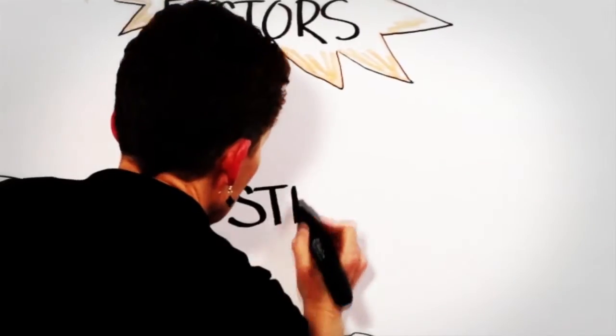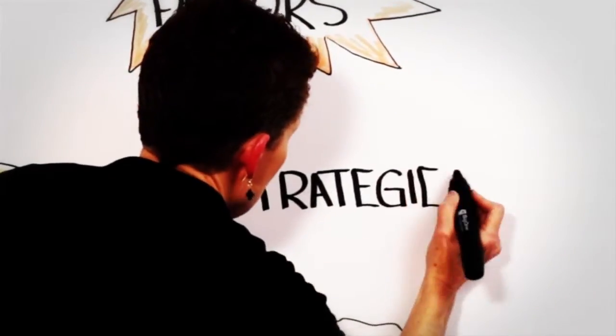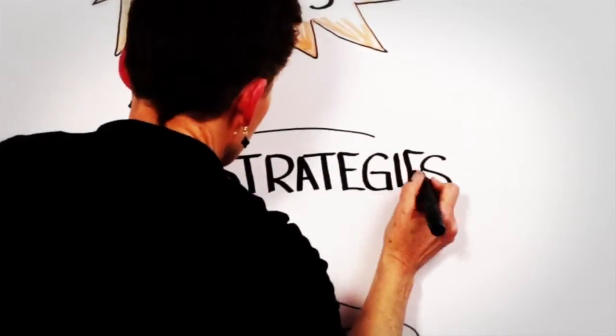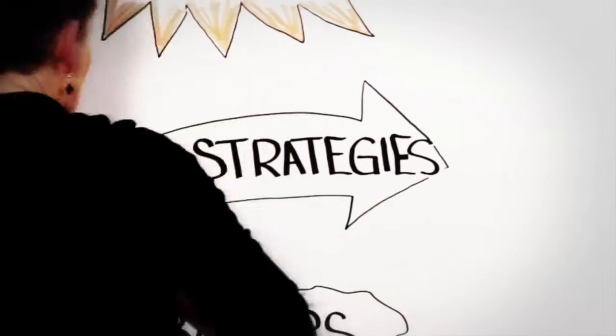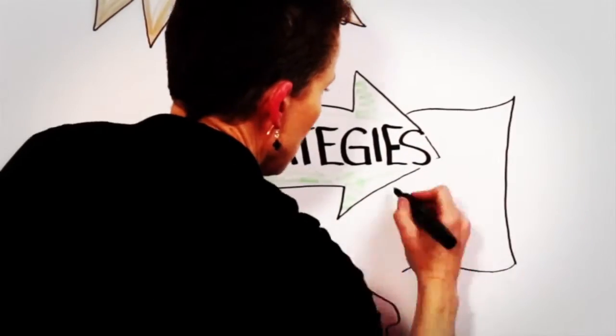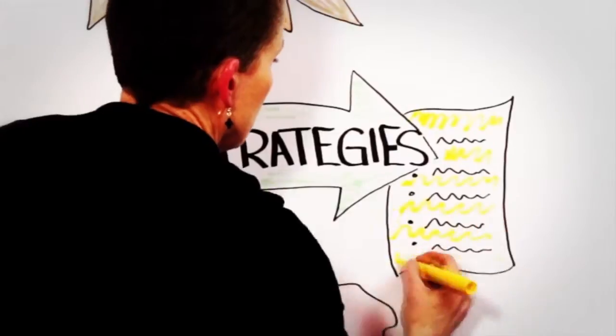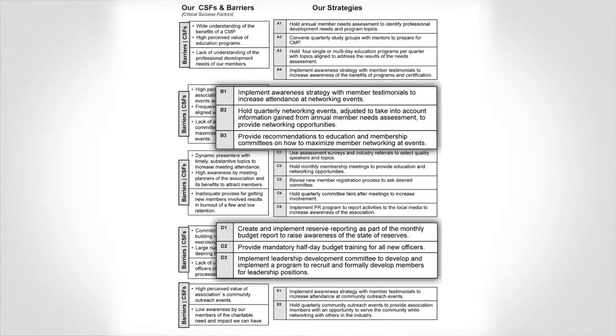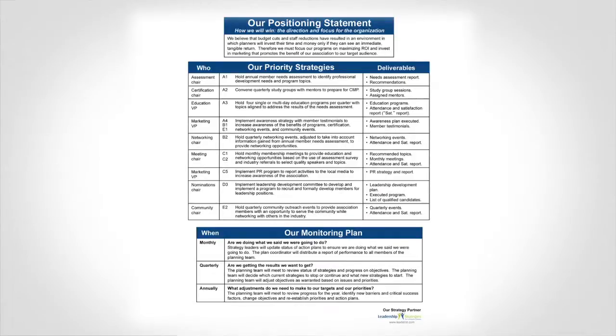Once you've identified your critical success factors and barriers, you are now ready to determine your strategies. Strategies are your drivers, the things you actually do to achieve your objectives, create a critical condition, or overcome a barrier. Page 4 of the strategy document shows the organization's priority initiatives and guiding principles.